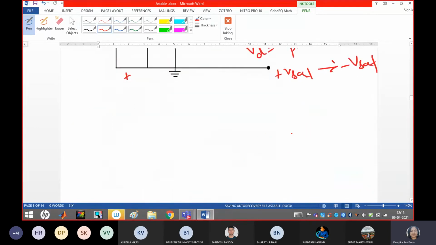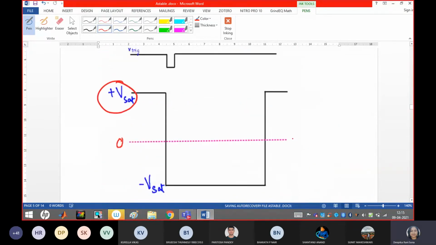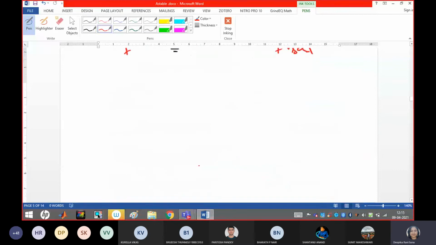If I show you the same concept here in the form of this diagram, now my plus V set level has moved to minus V set level. This minus V set level is my unstable state, and this will be here. Now let's analyze the circuit, guys. At minus V set level, my voltage has reached minus V set level.